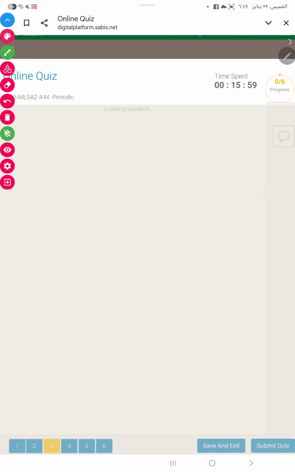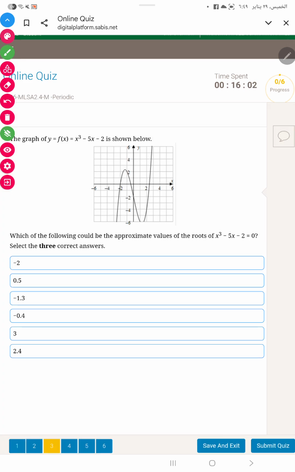Question number 3. The graph y equal f(x) equal x cubed minus 5x minus 2 is shown. Which of the following could be the approximate values of the roots? What you have to do here is to replace this y here. y is equal to 0. Then as we did before, we have to graph the line y equals 0.